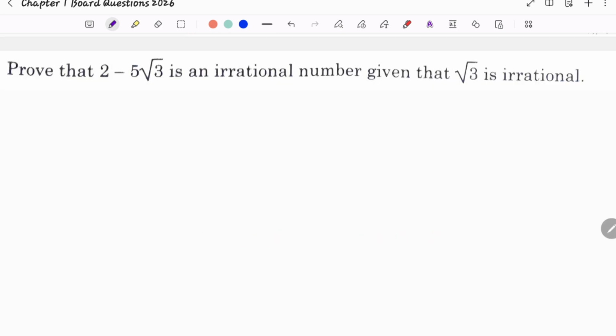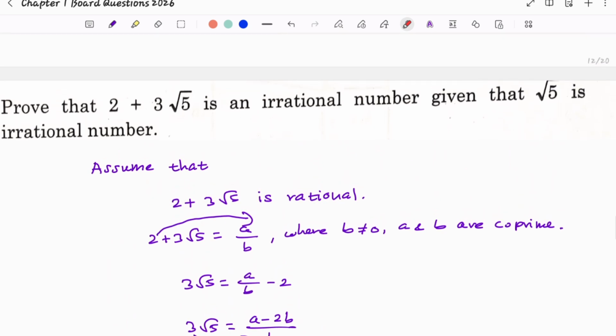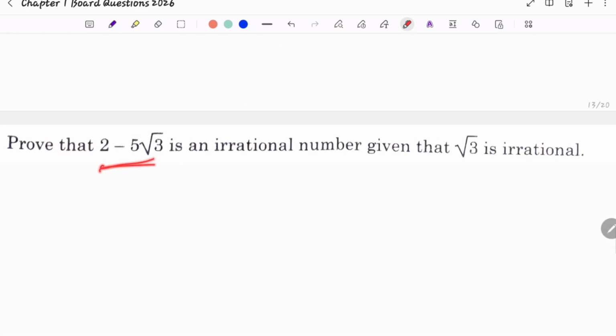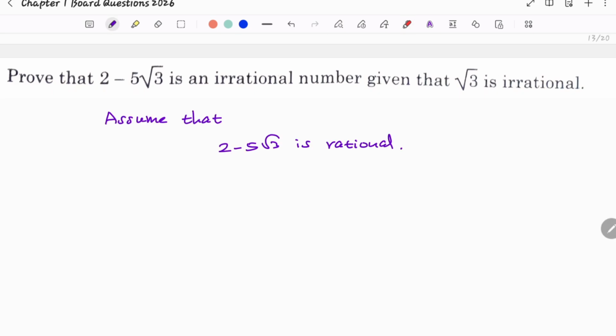Next problem: prove that 2 minus 5 root 3 is an irrational number, given that root 3 is irrational. We can prove this like the previous problem, with the same idea. In the previous problem we had an addition operation between the two terms, but in this problem we have a subtraction operation. That is the only difference; everything else is the same. So first, assume the given number is rational.